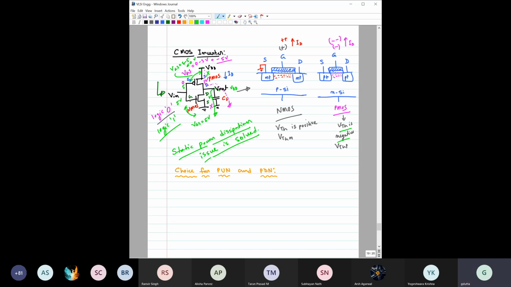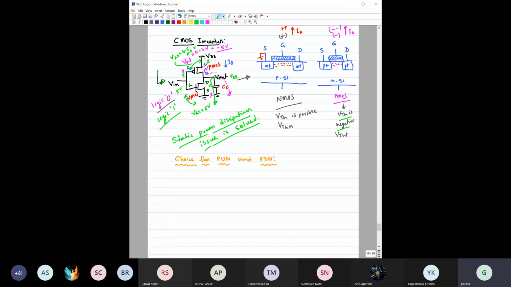Okay, so if you have no doubt, then let me ask you why we have chosen the PMOS as the pull-up network. Why can't we choose NMOS as a pull-up network? I am expecting some answer from your side. My very simple question is, see here, this is the pull-up network, right? We have chosen PMOS as the pull-up network. So why can't we choose NMOS as the pull-up network?